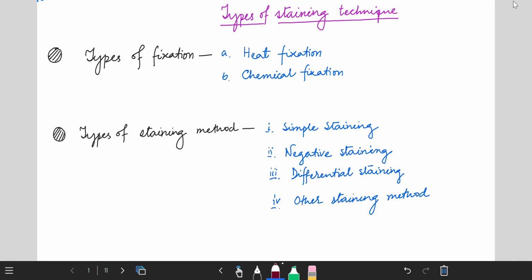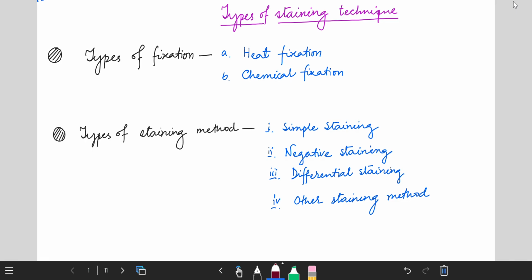So today's topic is about staining technique. What are the different types of staining technique? So why is staining necessary? It is necessary because, first of all, to produce color contrast, and second, to increase the visibility of the object or the specimen which we are examining under the microscope.